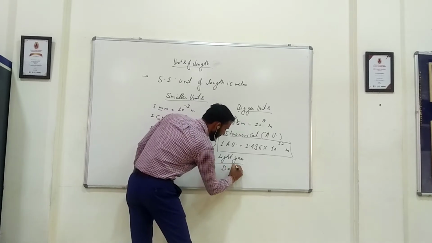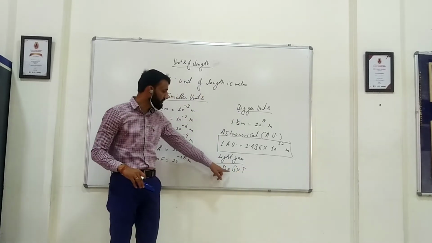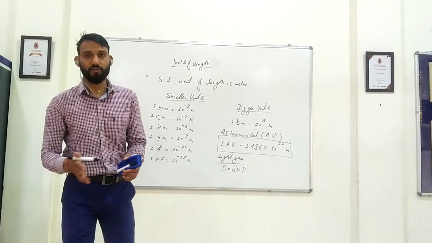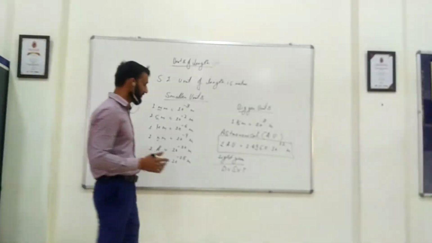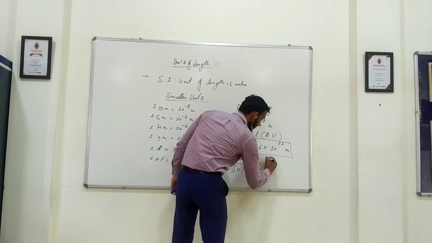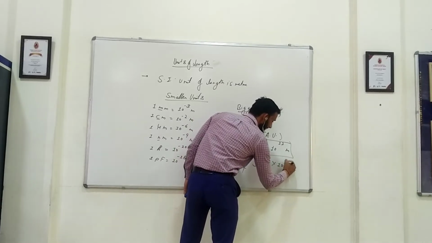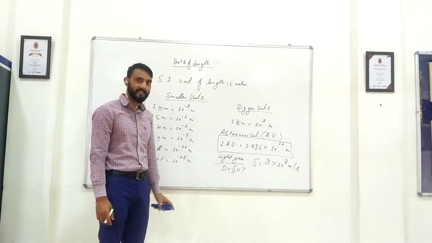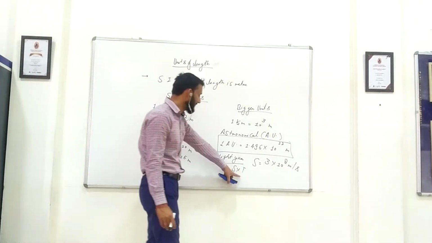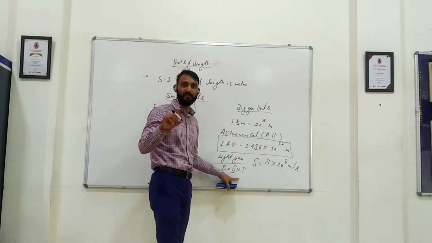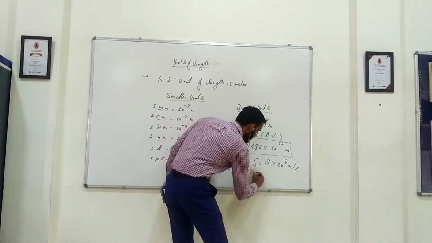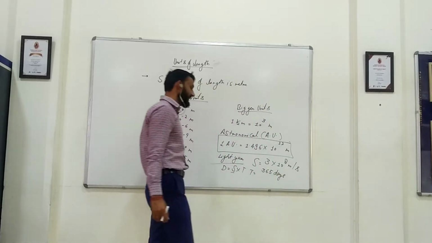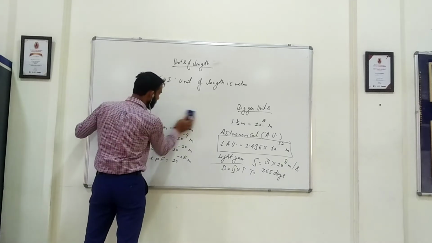We all know that distance is equal to speed into time, and this distance traveled by the light is in vacuum. We are talking about the distance traveled by the light in vacuum. So what is the speed of light? The speed of light in vacuum is 3 into 10 to the power 8 meter per second. And time is 1 year, that is 365 days. So t is equal to 365 days.